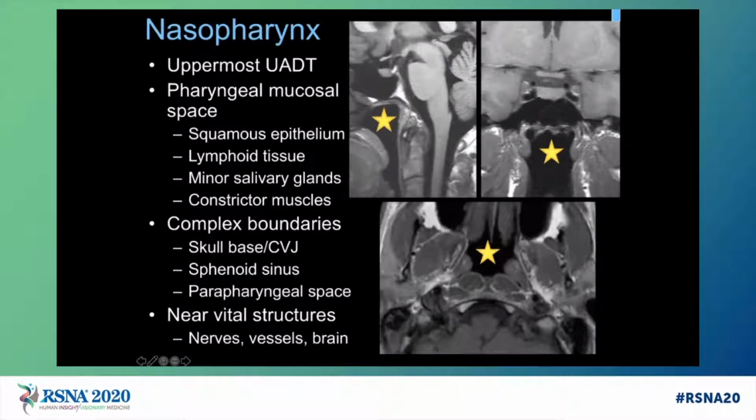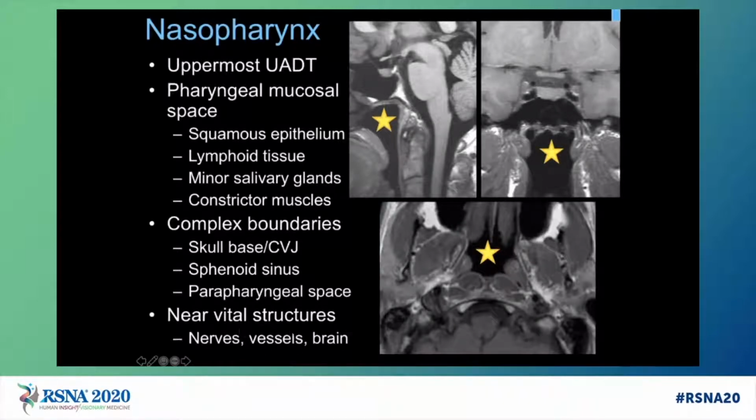The nasopharynx does have somewhat complex boundaries. Superiorly, it is associated with the skull base and the craniovertebral junction. Here we see the sphenoid sinus, as well as the sella turcica. Laterally, it is associated with the parapharyngeal space, this fat-filled space that we see lateral to the nasopharynx. And in the axial plane, we appreciate this rather complex anatomy of the eustachian tube orifice, torus tubarius, and fossa of Rosenmuller, a place where small nasopharyngeal cancers can hide.